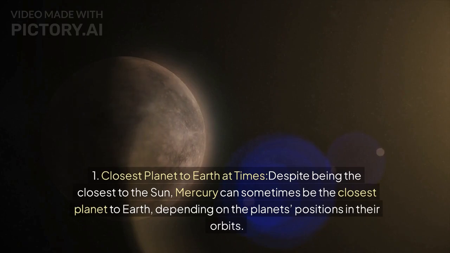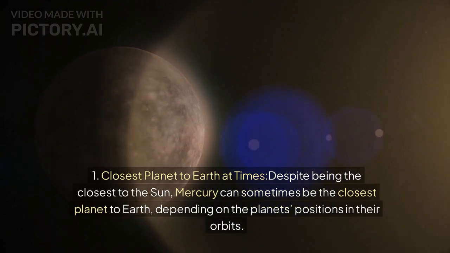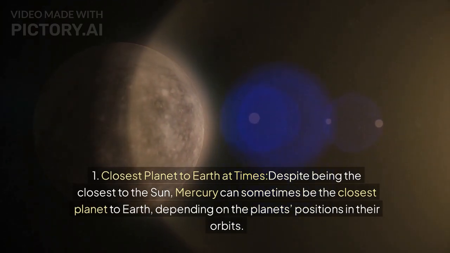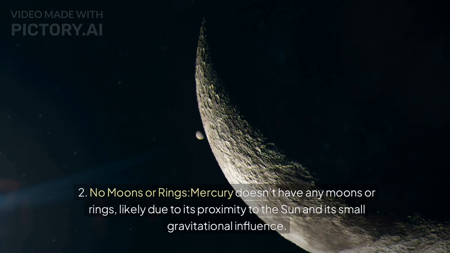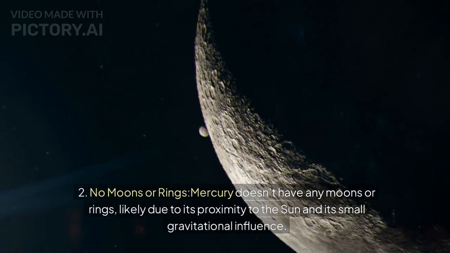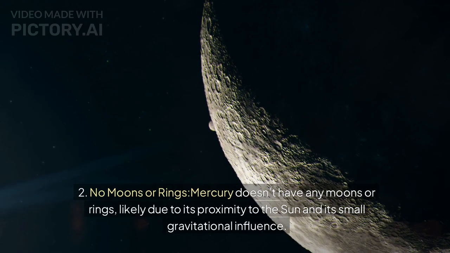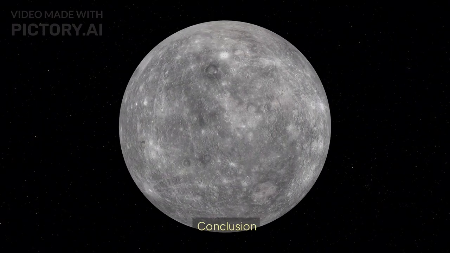Closest planet to Earth at times. Despite being the closest to the Sun, Mercury can sometimes be the closest planet to Earth, depending on the planets' positions in their orbits. No moons or rings. Mercury doesn't have any moons or rings, likely due to its proximity to the Sun and its small gravitational influence. Conclusion.